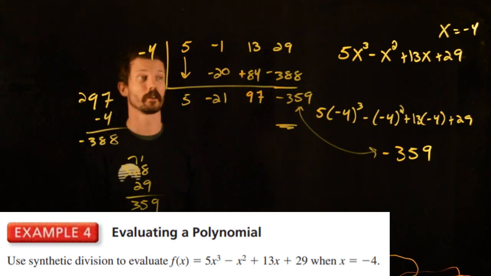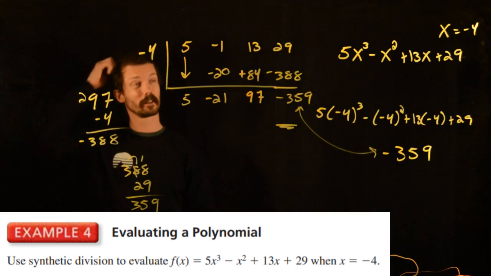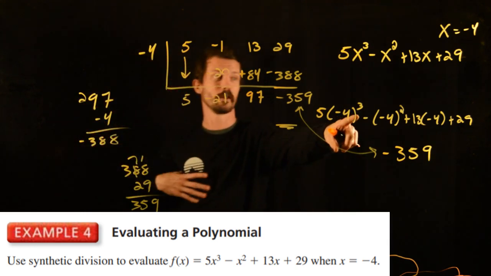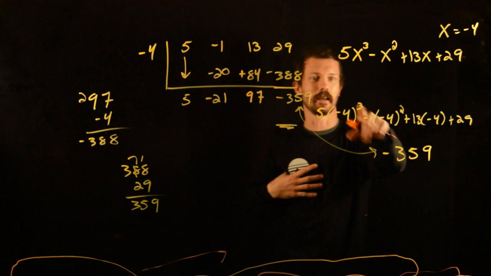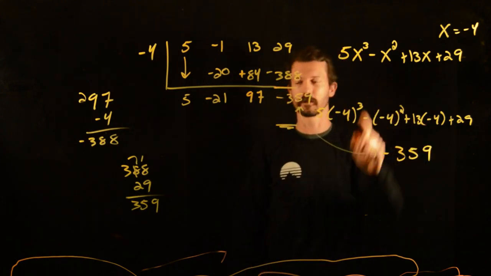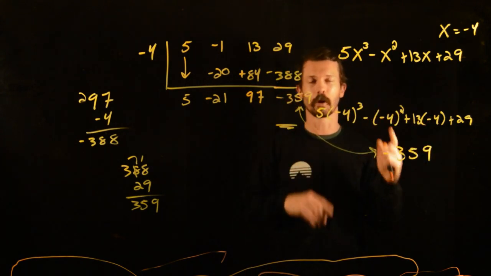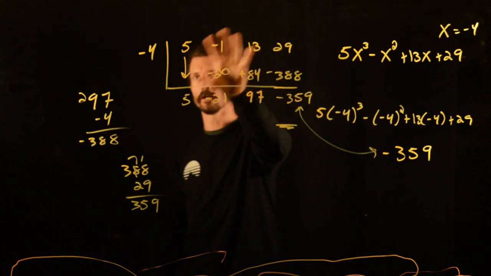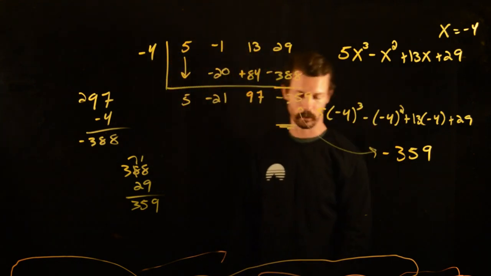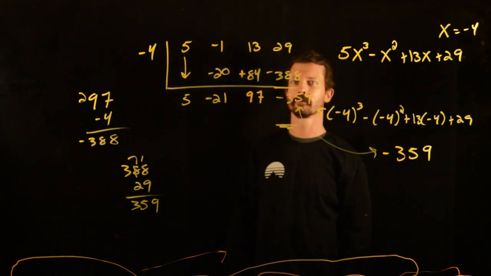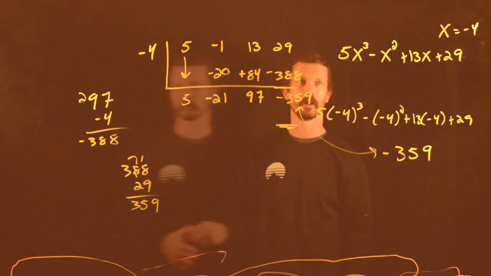So we can use synthetic division to evaluate. Sometimes it's a lot quicker, especially if we don't have a calculator. If I was trying to do this in my head, I'm definitely going to mess that up. I know some people in here probably could do it in their head. I couldn't, but I could do this on paper without using a calculator. So that's how you use synthetic division to evaluate a polynomial function.